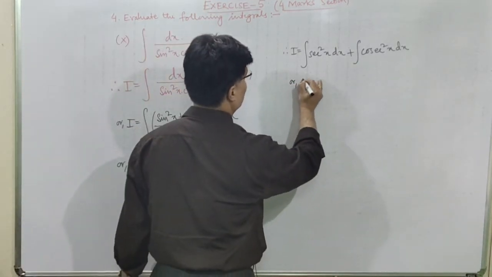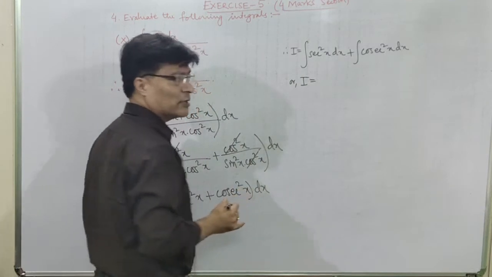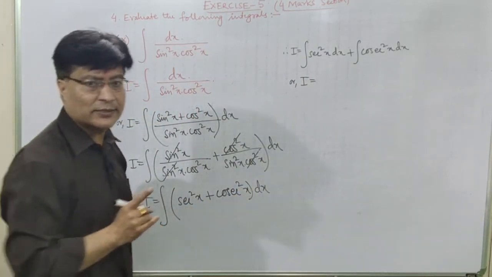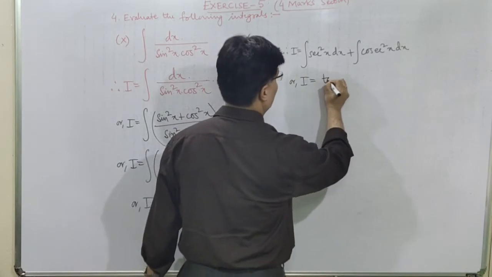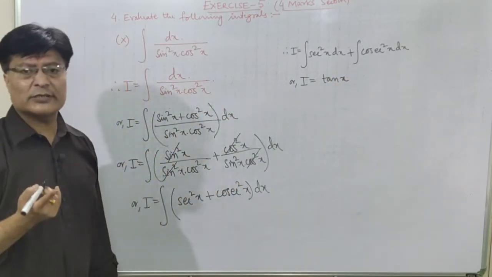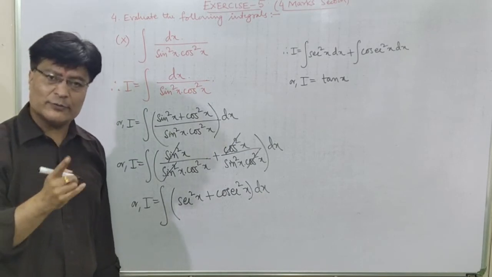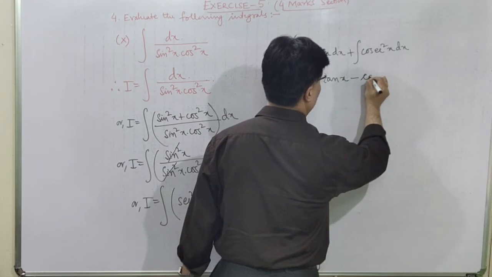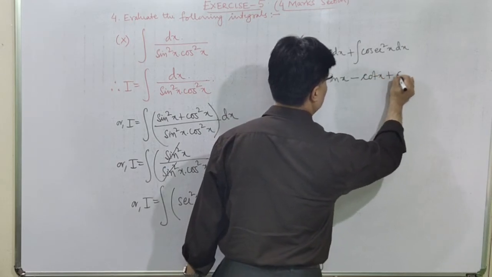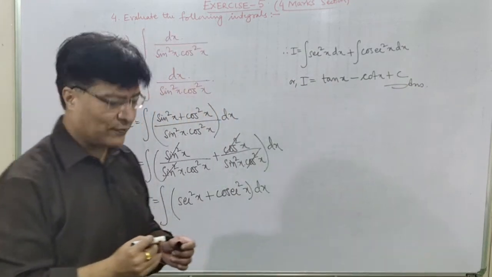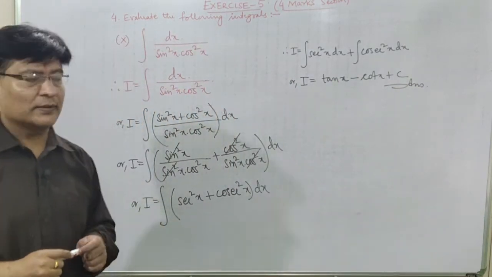Or I is equal to, what is integration of sec square x? That means differentiation of which function is sec square x? Tan x. It is tan x. What is integration of cosec square x? Or differentiation of which function is cosec square x? Minus cot x. It will be minus cot x. Then what do you write? Plus c. So this is the final answer.